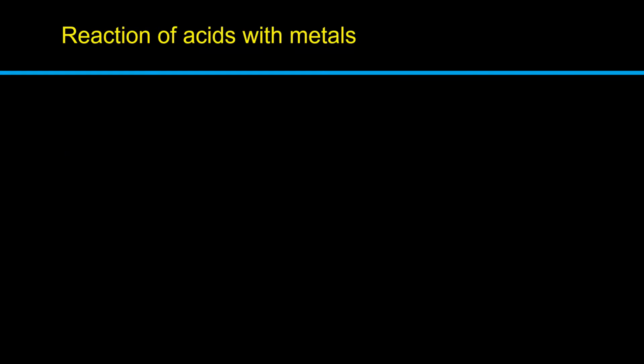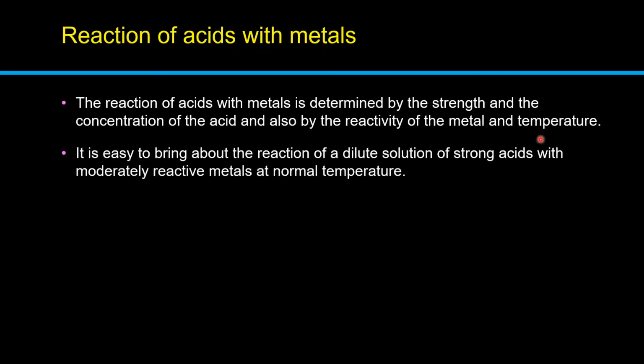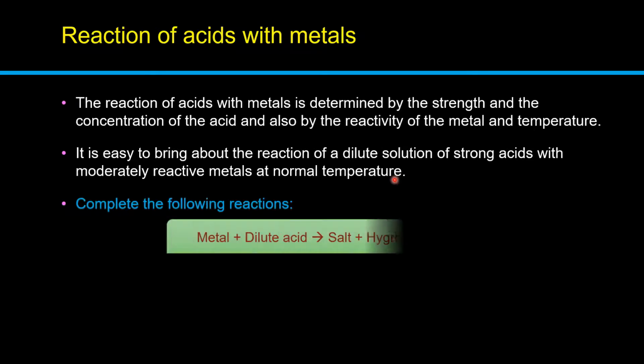So this reaction of acid with metals is determined by the strength and concentration of the acid. Not only that, also by the reactivity of the metal as well as temperature. So strength of acid, concentration of acid, reactivity of the metal, and temperature are the factors that govern this reaction. It is easy to bring about the reaction of a dilute solution of strong acid with moderately reactive metals at room temperature. So shall we complete the following reactions based on this?